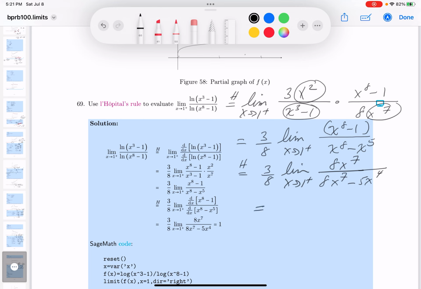Well, I think I could do that limit. That's 3/8 times the limit. If x goes towards 1, the top goes towards 8, and the bottom goes towards 8 minus 5, which is 3. 3/8 times 8/3 is the number 1.